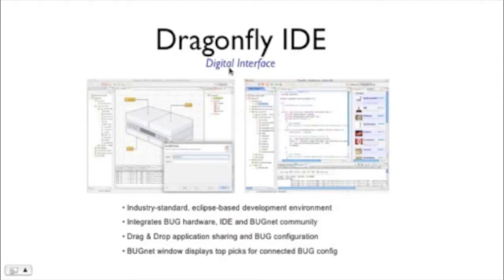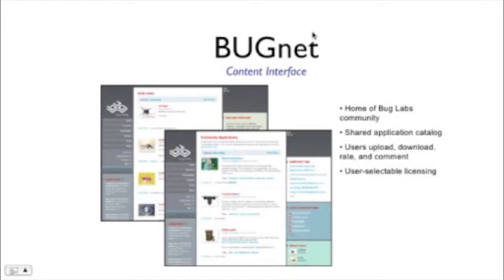And then they have this Dragonfly IDE, which is a developer's kit that lets you drag and drop components to build the hardware or build the systems. Also, it's quite cool because it also integrates in the community feedback here as well. So it has a kind of a discussion board thing that you can log into at the same time as well. And then you've got BugNet, which is a content interface. So you can go out and you can see applications other people have built and share them as well.